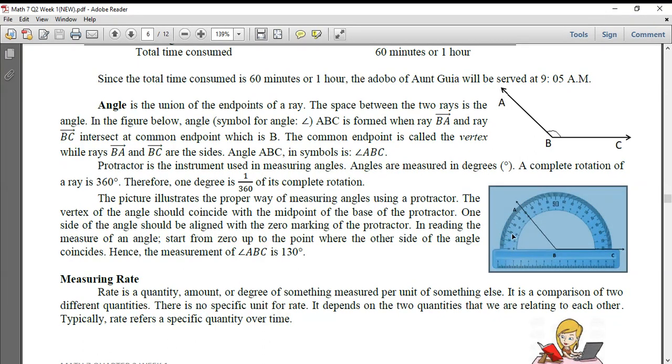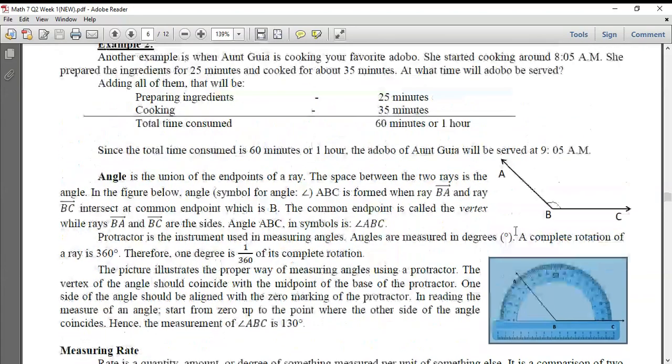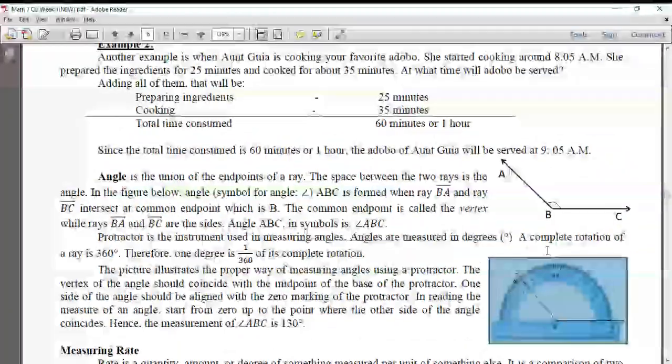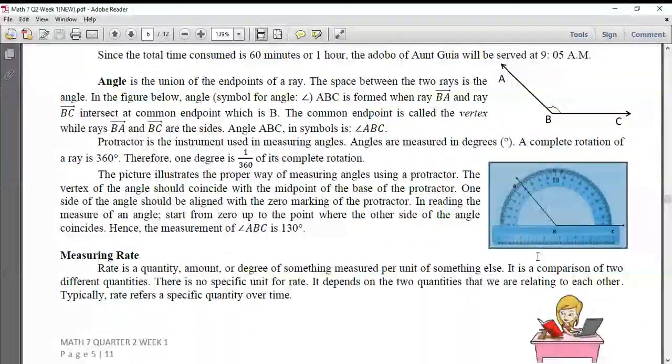Okay, so that's 10, 20, 30. Okay, so, ayan.